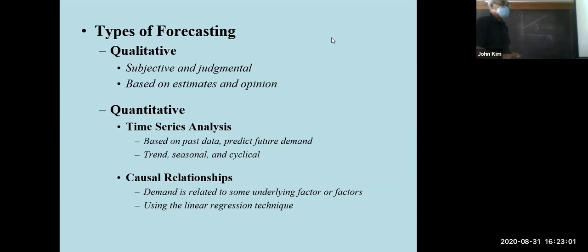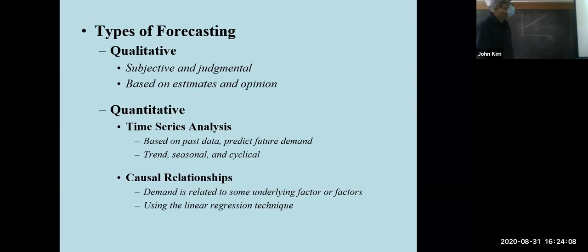They have a correlation between X and Y variable, such as temperature and ice cream demand. Temperature increases, ice cream demand increases. Temperature decreases, ice cream demand decreases. So in that case, temperature will be the independent variable and ice cream demand is the dependent variable. So using a time-related X variable, independent variable, that is time series analysis. If we use correlation such as temperature and demand, that is causal relationship.